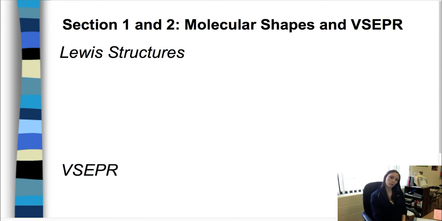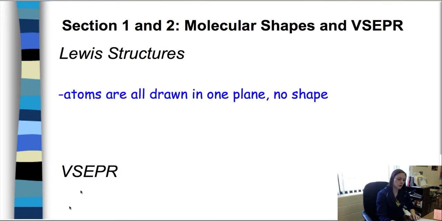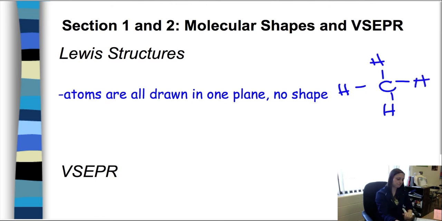So if we look at what we call Lewis structures, which we've already seen this year, Lewis structures are where your atoms are all drawn in one plane. For example, we have CH4, which is a Lewis structure. Notice how this is all drawn in one plane. It is flat from the way it looks.